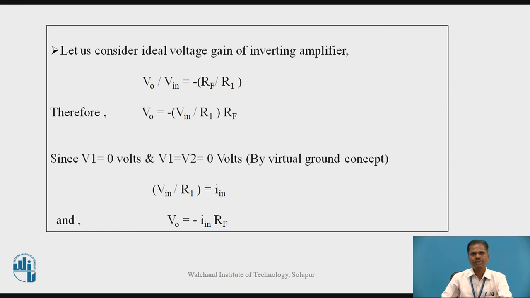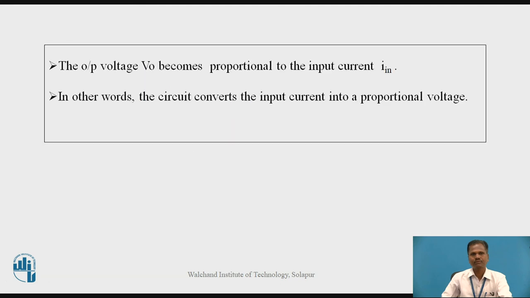So Vin upon R1 is equal to Iin. So output voltage is equal to minus the input current Iin into RF. So output voltage is directly proportional to the input current Iin. As feedback resistor RF is fixed constant, the output voltage becomes proportional to the input current Iin. In other words, the circuit converts the input current into a proportional voltage.